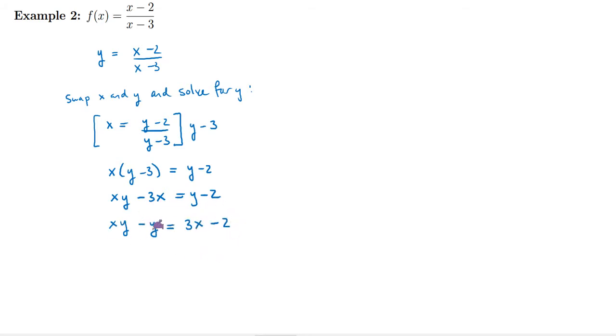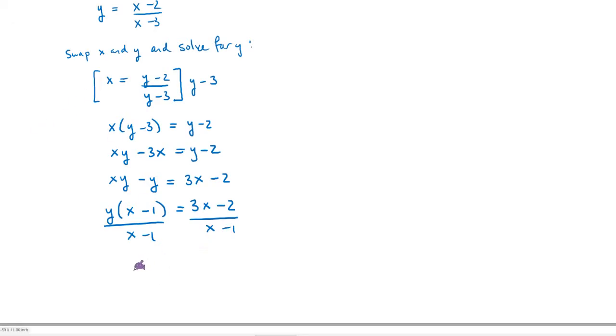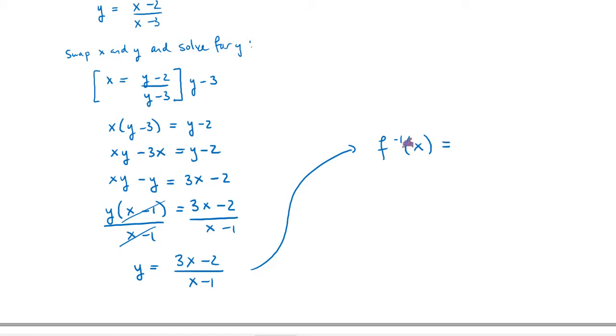And then now we'll factor out the thing we're solving for, which is y. And then now we divide both sides by this x minus 1. And we get y is equal to, these reduce, right? 3x minus 2 over x minus 1. And that's our inverse function. So f inverse of x is equal to 3x minus 2 over x minus 1.